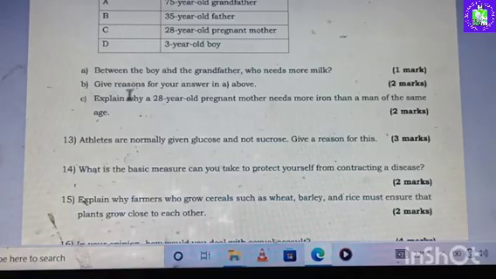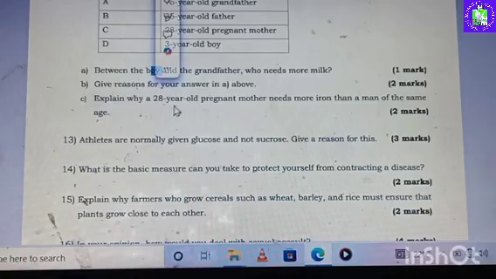For B, give the reason for your answer above. Meaning that for A, between the boy and the grandfather, the one who needs more milk is the boy. For B, the reason is that the boy needs growth, needs development, development in mental, development in bone, etc.